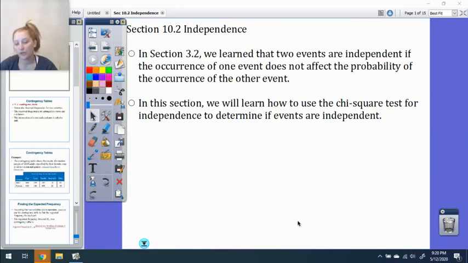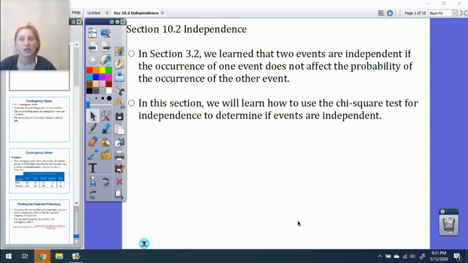Section 2 focuses on independence and whether or not two events are independent. Since we talked about this, what you need is the outcome of one event not affecting your other event. For dependent events, the probability will change based on the first event happening.